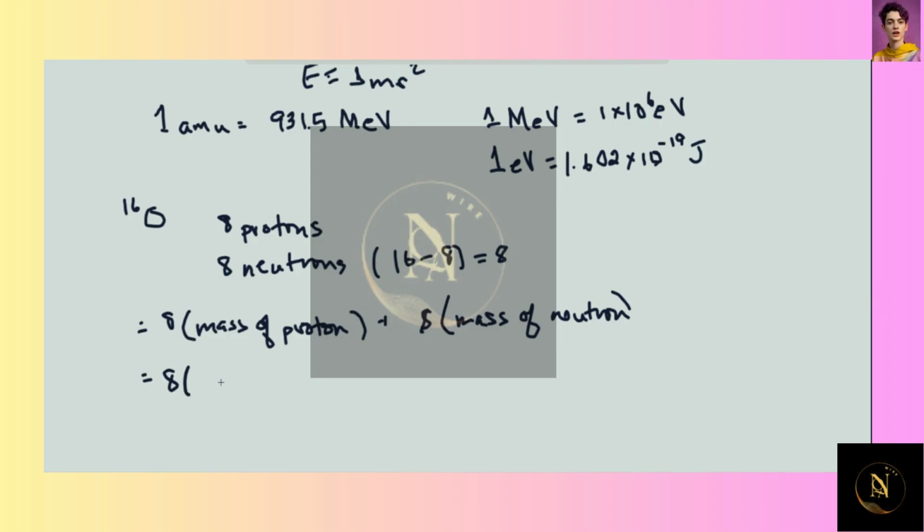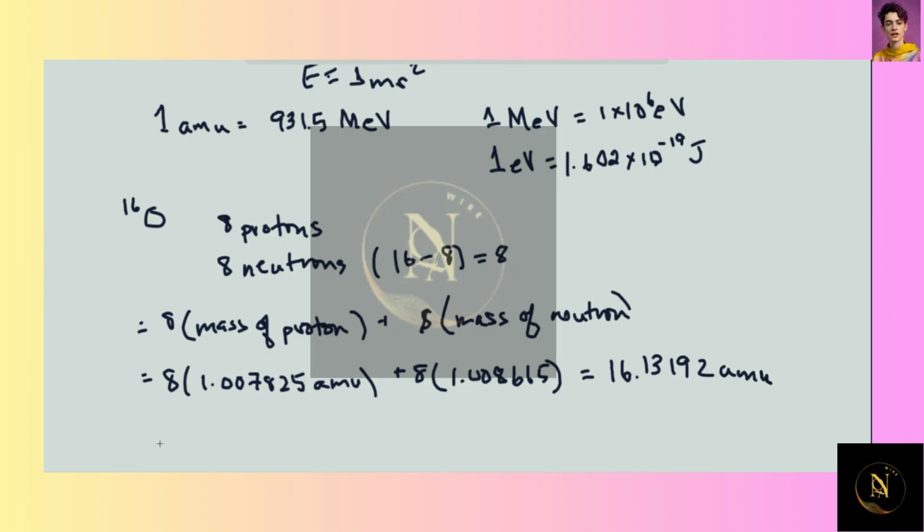The mass of a proton is 1.007825 AMUs, and the mass of a neutron is 1.008665. So in atomic mass units, this isotope of oxygen should have a mass of 16.13192 AMU.